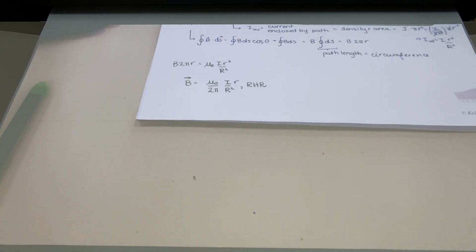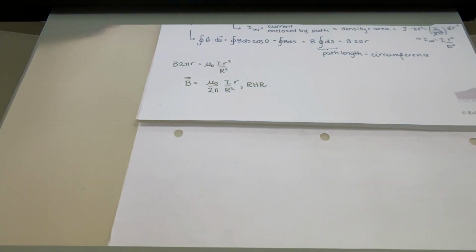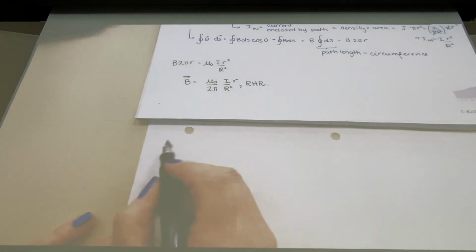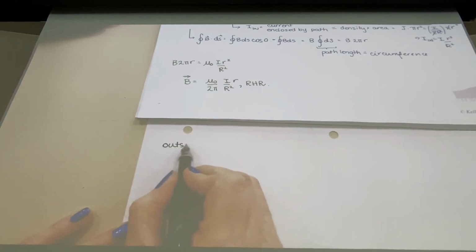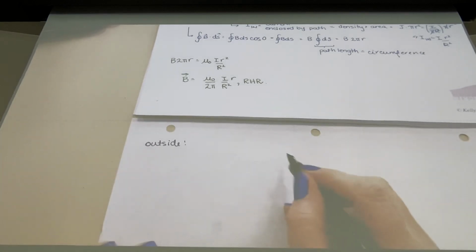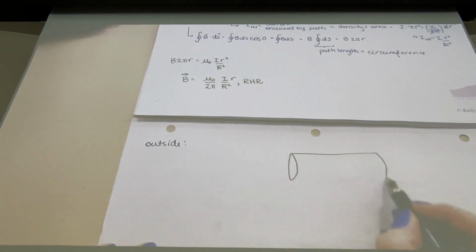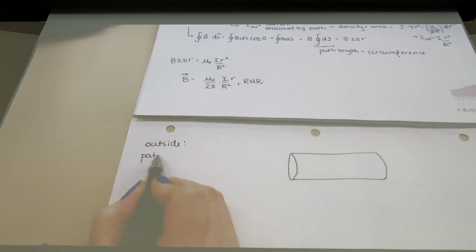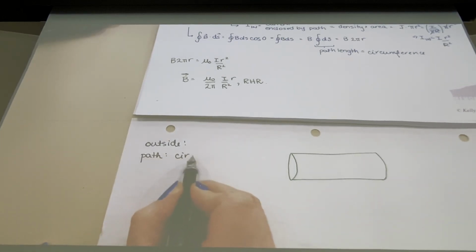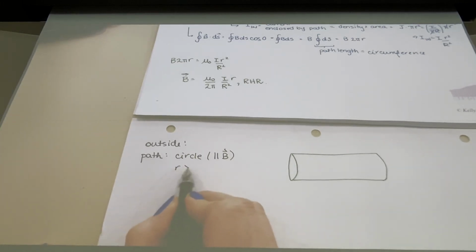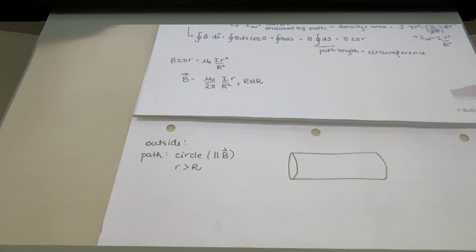So for outside the wire, we'll do the process again. Let's draw our wire again. So here's our wire. If we'd like to find the magnetic field outside, we'll follow the same process, but this time our path needs to reflect the magnetic field, so it should be a circle, parallel to the magnetic field B. And we should have a radius outside the wire, r greater than R.